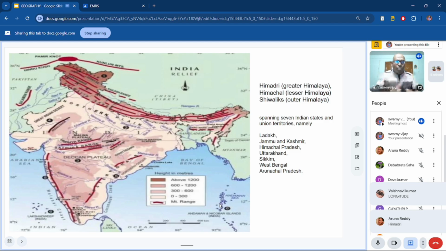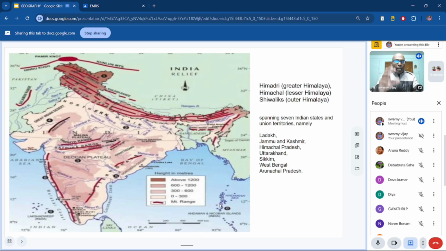Most of the hill stations are located in the Shivaliks or the Himachal area, the layers of the Himalayas. I live in Himadri, spanning 7 Indian states and union territories: Ladakh, Jammu and Kashmir, Himachal Pradesh, Uttarakhand, Sikkim, West Bengal, Arunachal Pradesh. This is one of the important questions, so please make a note, otherwise you will get these entire Google slides after completion of this class.